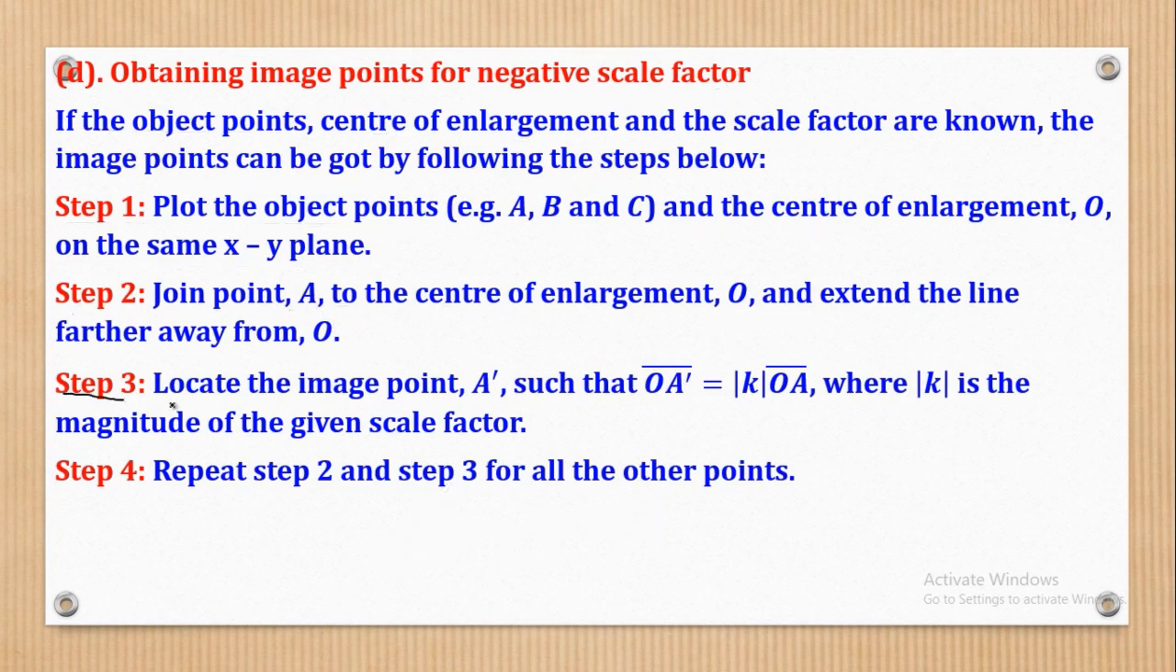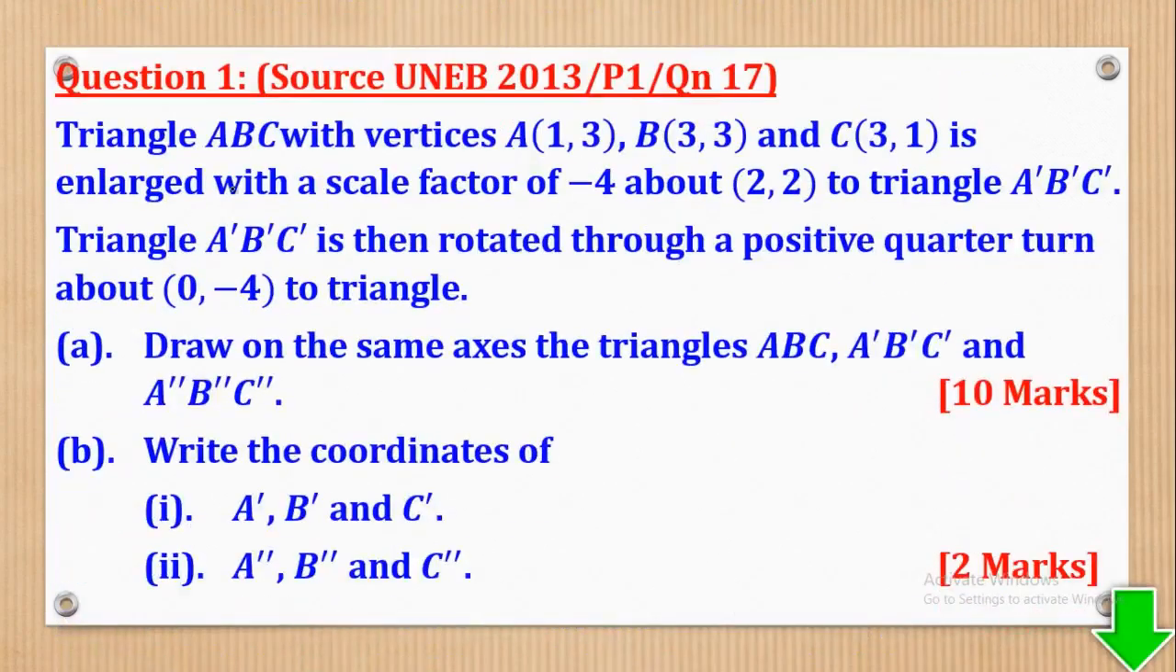Then step 3, locate the image point A prime such that OA prime is equal to the magnitude of the scale factor, meaning that the negative will be ignored, multiplied by the distance OA. There I will be able to locate point A prime. So I'll do the same to locate these other points, B prime and C prime. So let's see how that is done graphically.